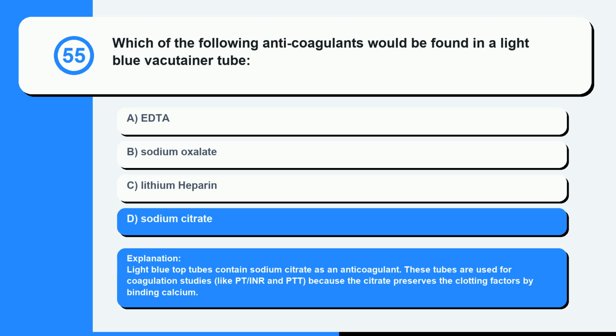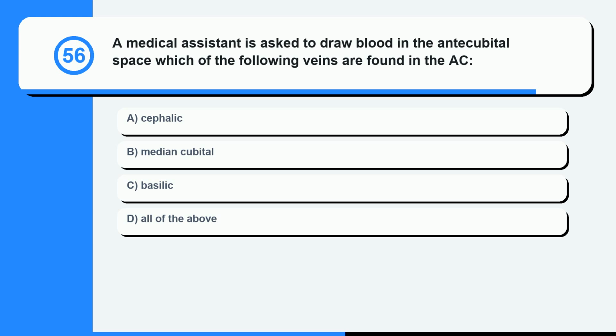Question 53. Which of the following glands found in the skin secretes a liquid called sebum? A. Apocrine glands, B. Sebaceous glands, C. Lacrimal glands, or D. Sweat glands. The correct answer is B.